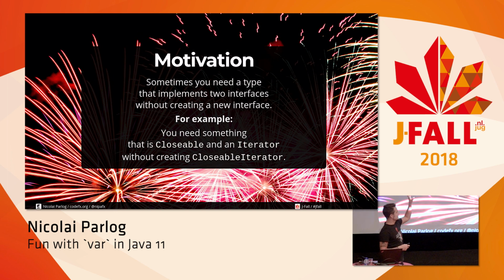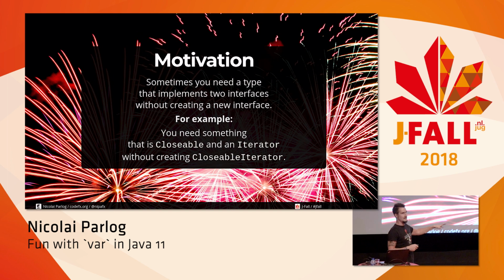So let's say I need something that's closable and that's an iterator. But I cannot create a closable iterator. Why can I not just create a closable iterator interface? Well, because nobody knows about that interface. All the stuff that's out there that implements these two interfaces, of which I found one class, doesn't implement closable iterator. So that's kind of useless then, right? In some situations, I just can't create a new interface.